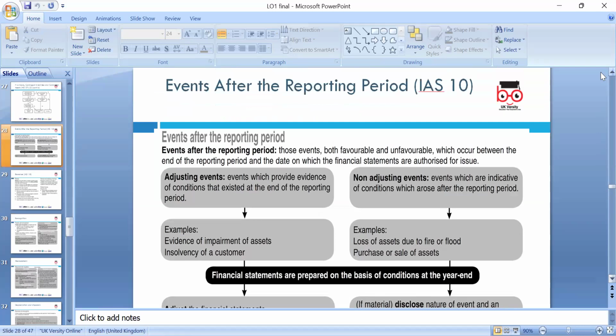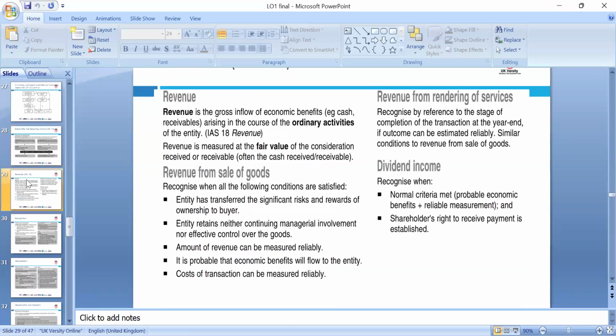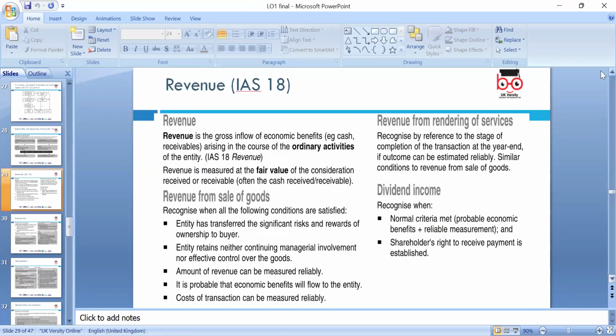If it's more than 90 days, it's not an adjusting event. This we will keep into the next year's or the next period's financial statement. So revenue is treated as revenue, turnover, and sales are quite similar. We can look at IAS 38, which is about revenue from the sale of the asset.